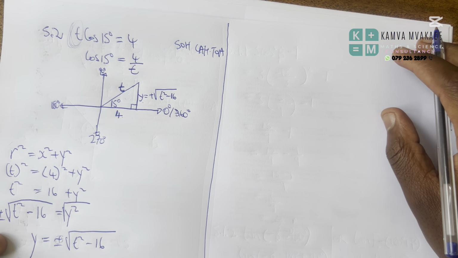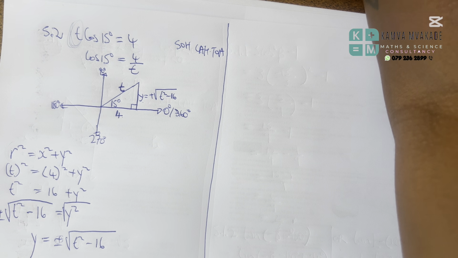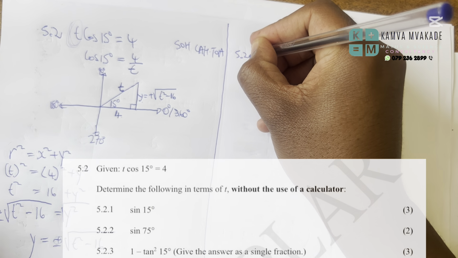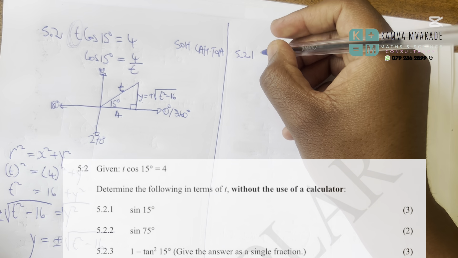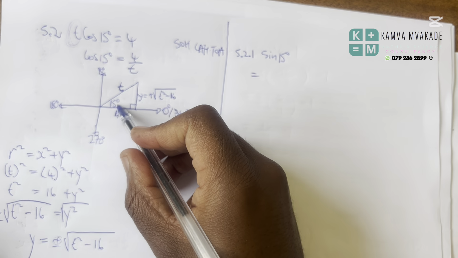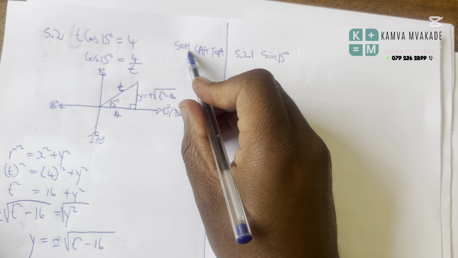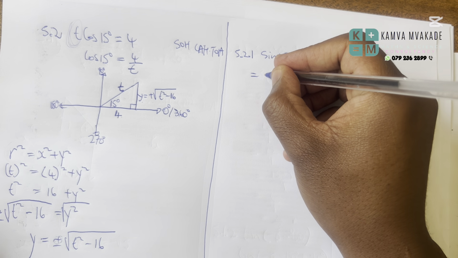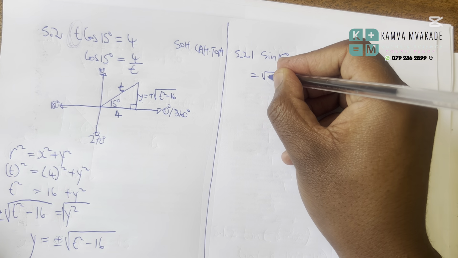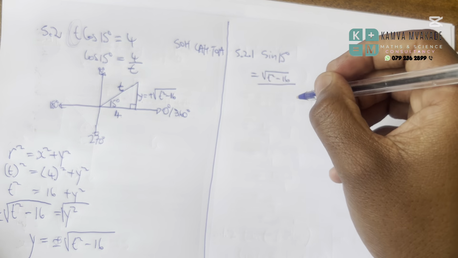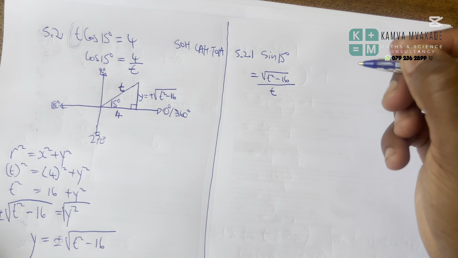Right, now we go to our questions. So our question is: sine of 15 degrees, 5.2.1. Sine is opposite over hypotenuse. So opposite we have the square root of t squared minus 16, all over the hypotenuse, which is going to be t.